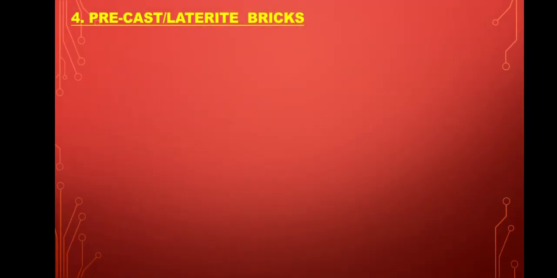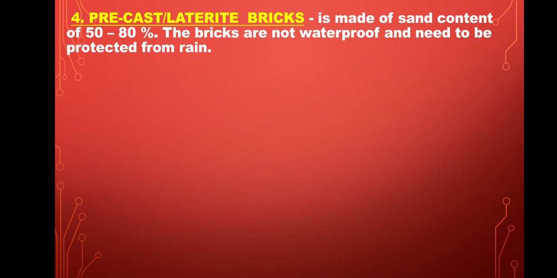Point number 4, which is the fourth type of brick, is known as precast or laterite bricks. This is made from sand containing almost 50 to 80% of sand. These bricks are not waterproof and need to be protected from the sun.